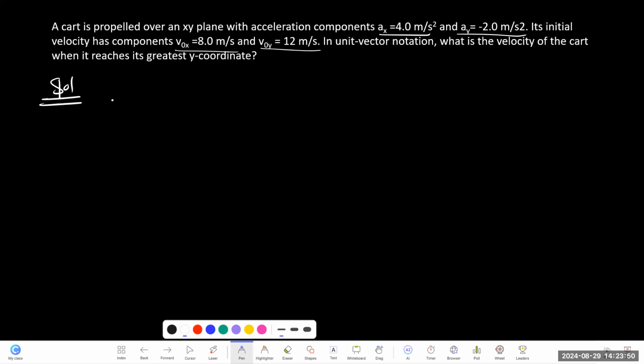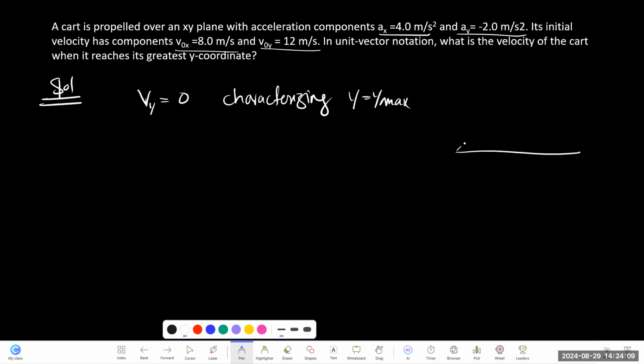So I'm going to apply the equation. It says vy equals 0, characterizing y equals y max. And what does that mean? If somebody is throwing a projectile, when it reaches the maximum y distance, this y is y max. When y is y max, what is the velocity? We already talked about it: vy should be equal to 0.